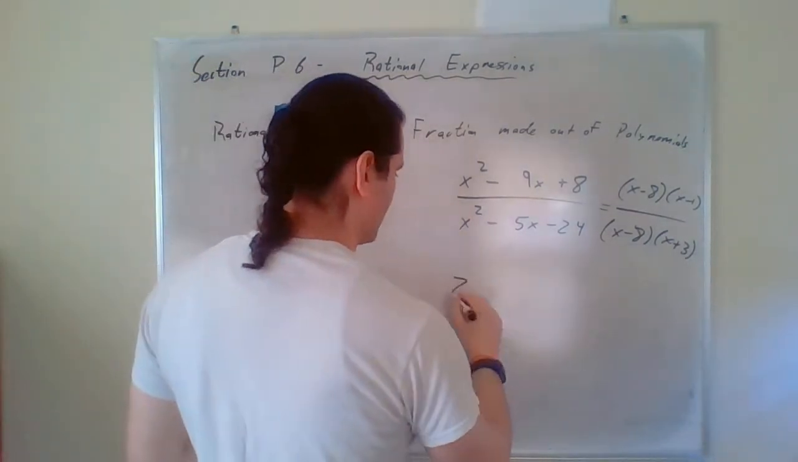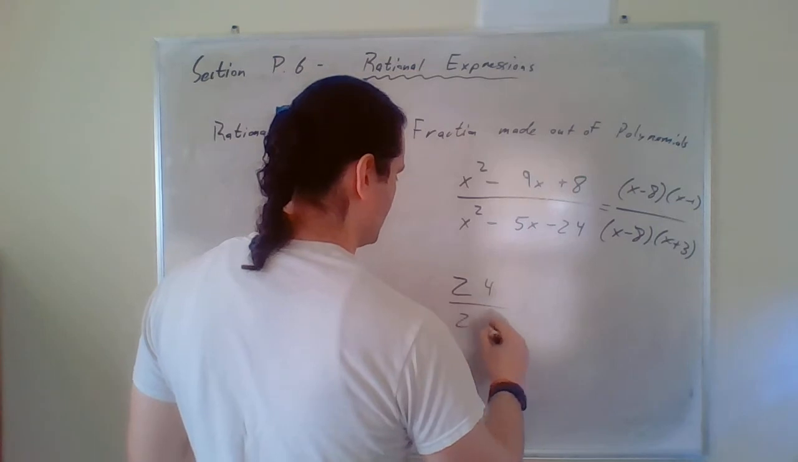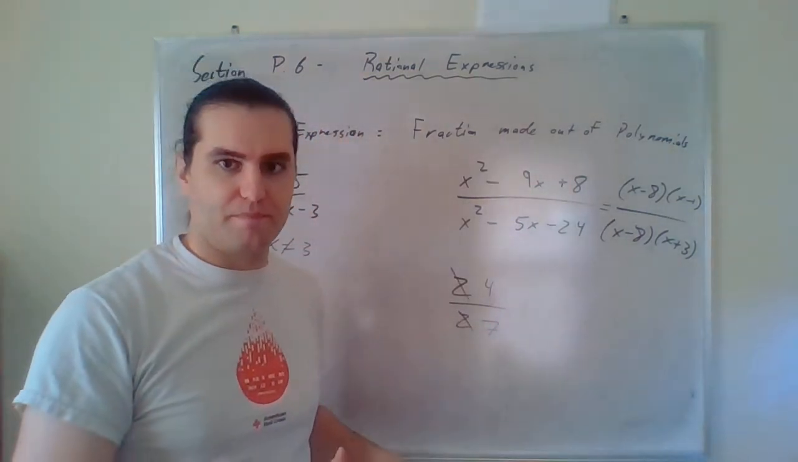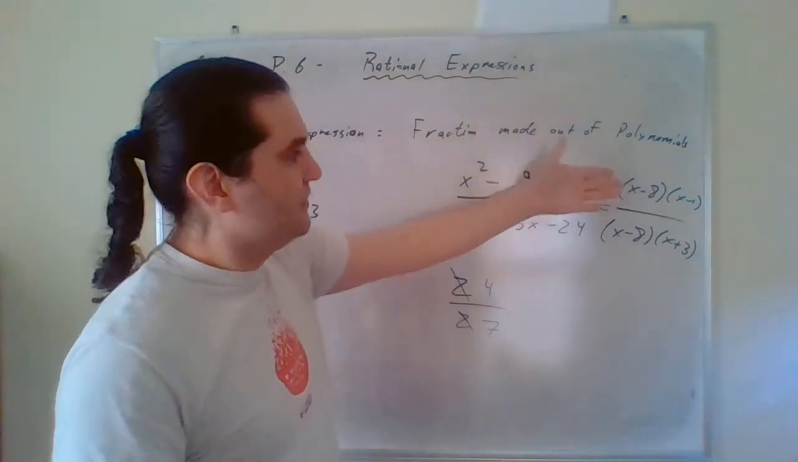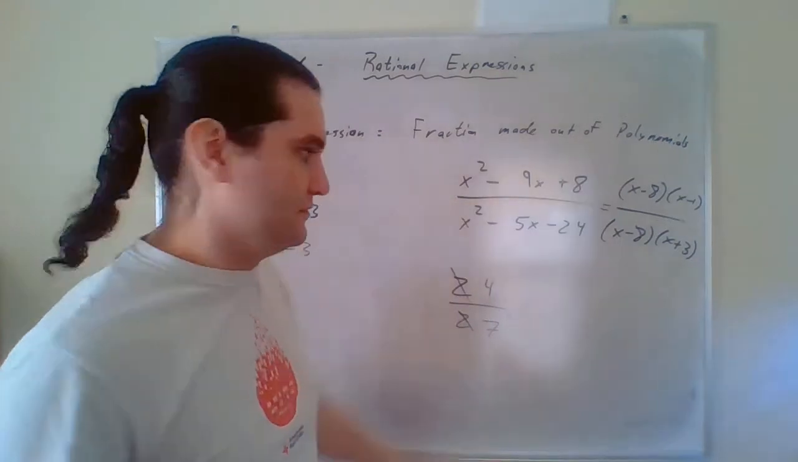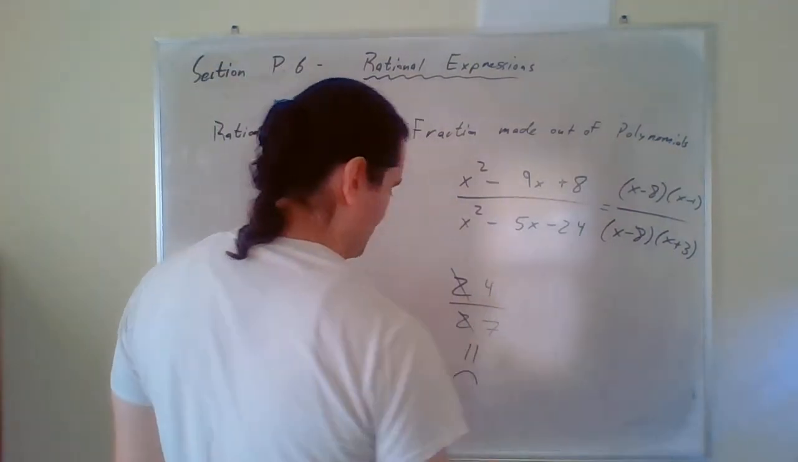You can't cancel these x squareds. Canceling these x squareds is like looking at something like 24 over 27 and being like, oh, I'll cancel the 2's. It doesn't work. But factors do cancel. This is no bueno.